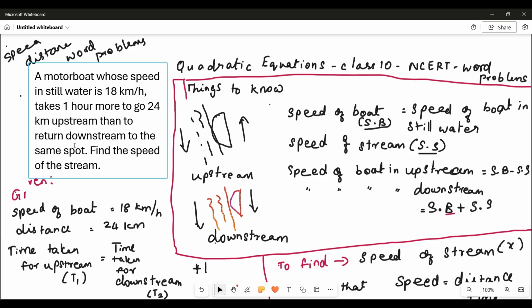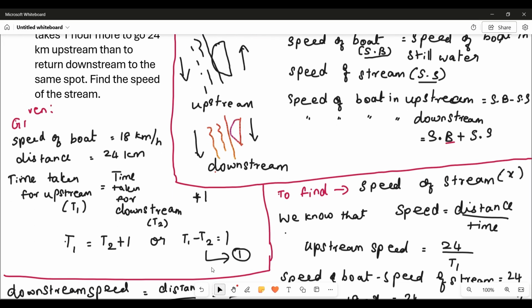Now talking about the time, they are saying it takes 1 hour more to go upstream than to go downstream. So time taken for upstream, T1, is equal to time taken for downstream plus 1. If it takes 2 hours to go downstream, then for upstream it takes 2 hours plus 1. This is what they're trying to say in the question. And what are they asking us to find? They are asking us to find the speed of stream. Now, T1 is equal to T2 plus 1, or we can write this as T1 minus T2 equal to 1. Let us consider this as equation number 1. We'll be using it later.